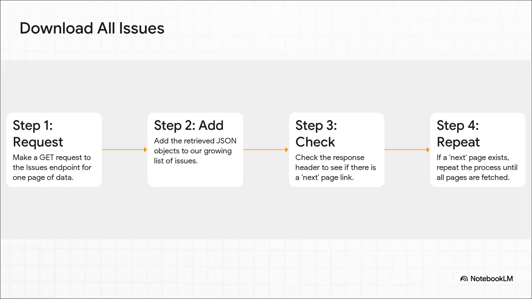This gives us a really simple and effective recipe for grabbing all the data. It's just a loop, right? We ask the API for one page of issues, we save them to our dataset, we check if the API is telling us there's a next page, and we just repeat until we've got them all.